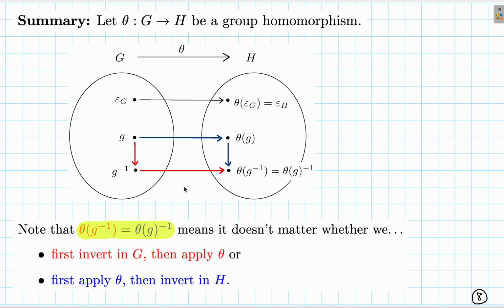And let's see what that means in the context of this picture right here. So we could start with this element little g and then invert it first in the domain and then apply theta to it. That gives us theta of g inverse. Or we can apply theta to it first and then invert that output in H. That gives us the inverse of theta of g. And what we just proved is that those two processes yield the same result.